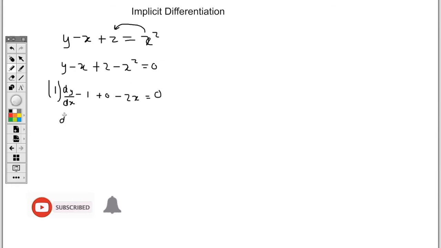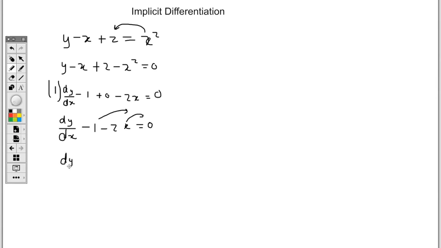Now, I need to make dy dx the subject. So 1 times dy over dx gives me dy over dx. I have a minus 1 minus 2x equals 0. I need to carry anything that doesn't have dy dx attached to it. I carry it over to my right. So what I have is dy over dx is equal to positive 1 plus 2x. And now I have the derivative.